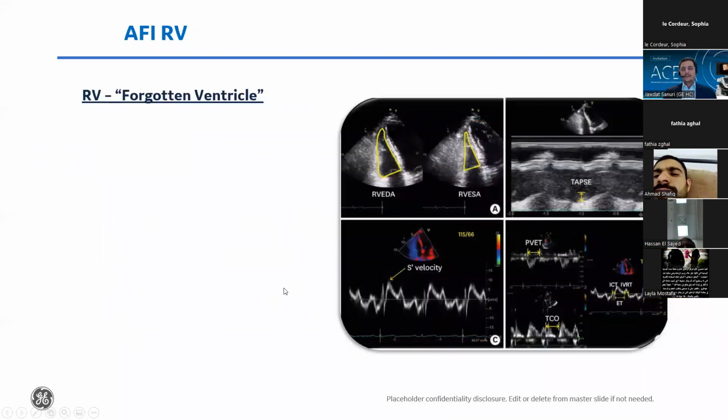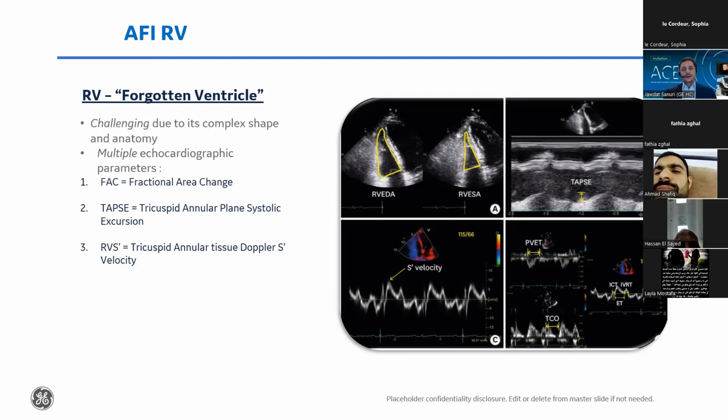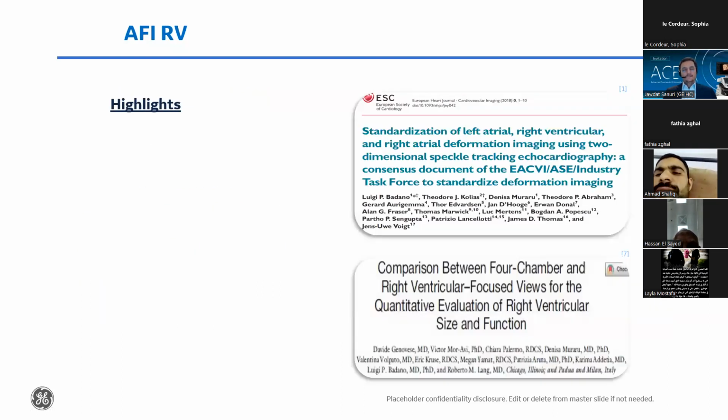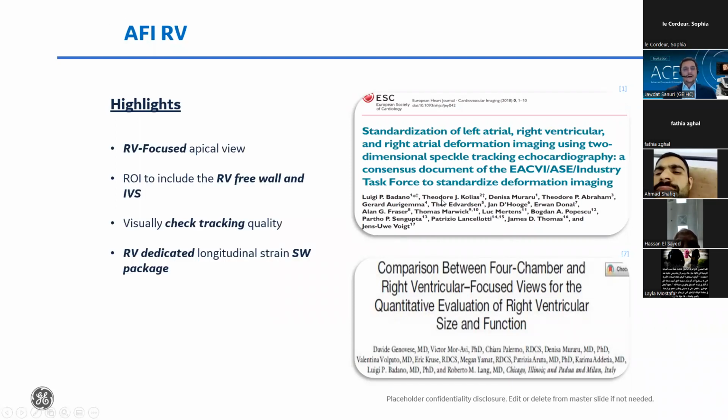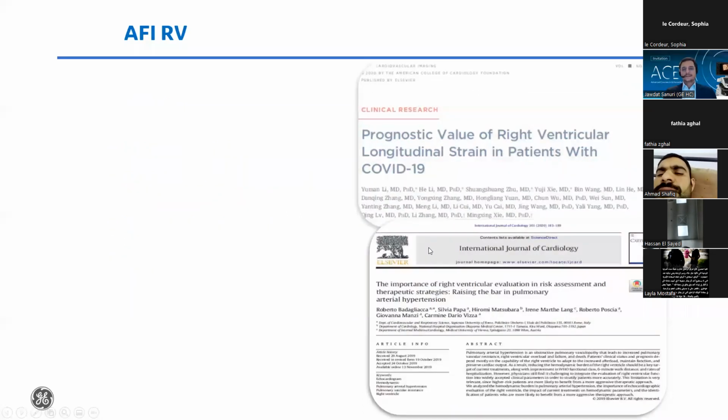So the RV can no longer be called, quote unquote, the forgotten ventricle, because we have one more, probably much easier and solid, piece of information to rely on in assessing RV function. And of course, this has been standardized by the EACVI, and AFI RV follows these standards. So it has to be a focused apical view, with the ROI including the RV as well as the septum. And of course, all these are being taken into consideration.